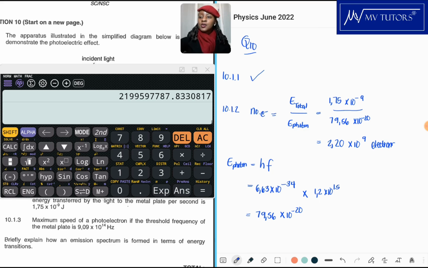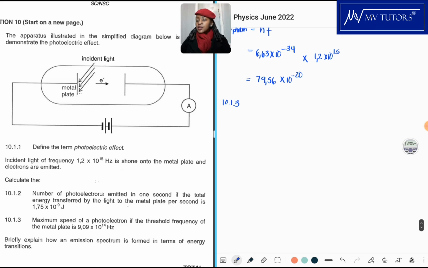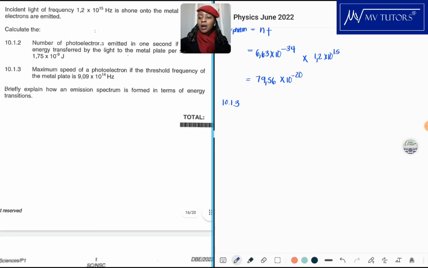All right, so we are done with question 10.1.2, and now 10.1.3. Calculate the maximum speed of a photoelectron if the threshold frequency of the metal plate is 9,09 times 10 to the 14. Remember, the threshold frequency is the minimum frequency that is required to get the electron a little bit excited, just to wake up a bit, and then it can move eventually as you provide more energy. Okay, so yes, now let's go to our formula sheet.